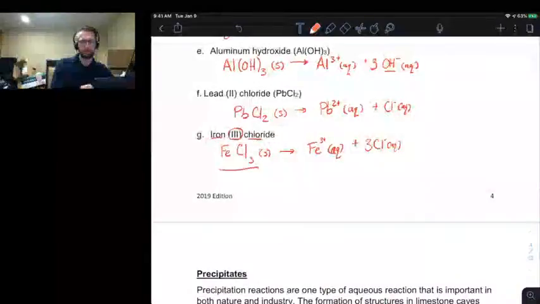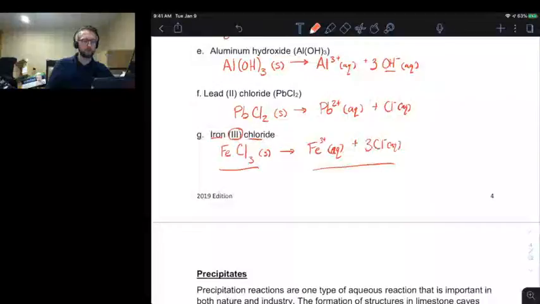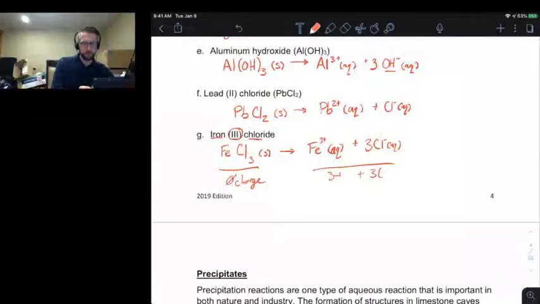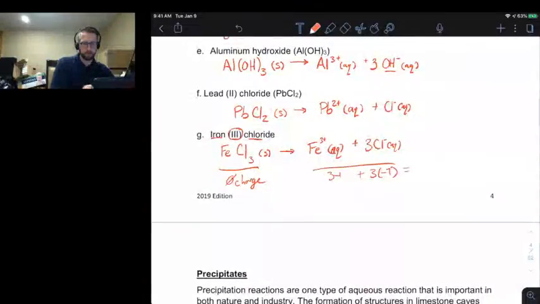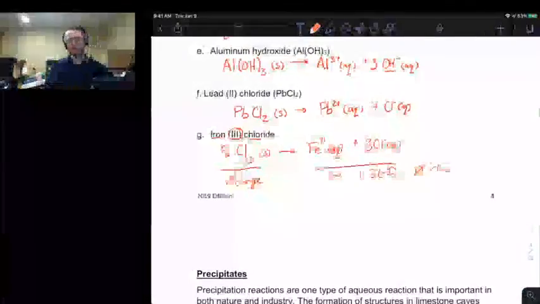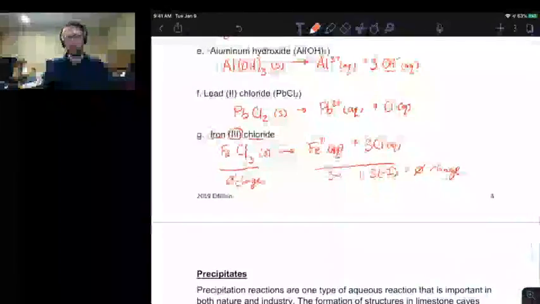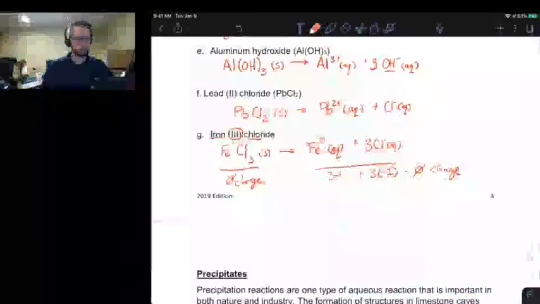Every time you write out a chemical formula, if your compounds on the left were neutral, then the charges on the right must add up to be neutral too. So we have no charge, and here we have 3+, and we have 3 times -1, so that also gives us 0 charge. So always do that double check, make sure your reactions are balanced.